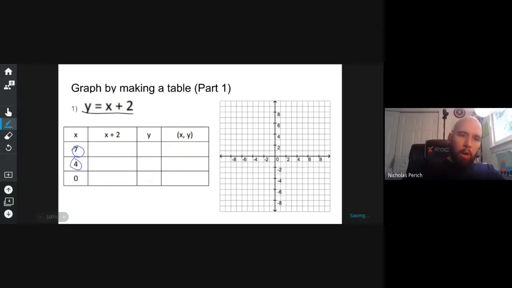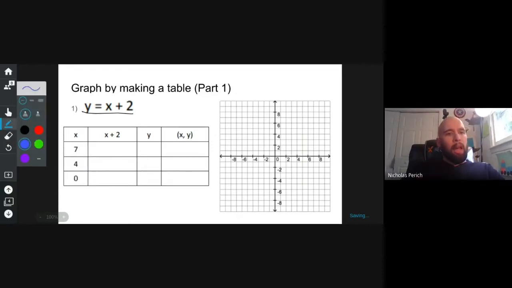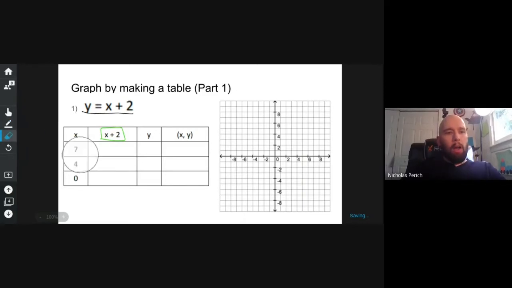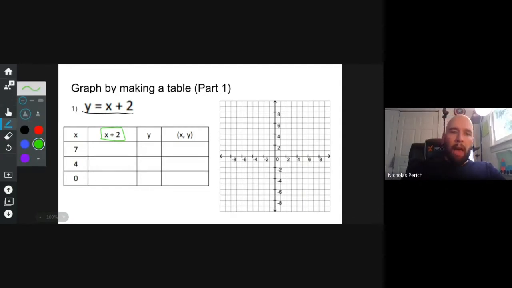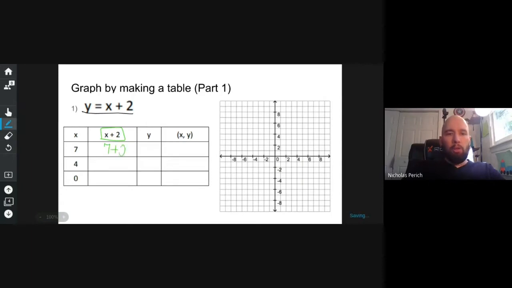Over here, it gives me x's: 7, 4, 0. What I have to do is for every row here, rewrite this equation, but instead of writing out x, I write out 7, or I write out 4, or I write out 0, depending on what it is. So instead of x plus 2, x is now 7 plus 2. So if y is x plus 2, y is 7 plus 2, and that becomes 9.